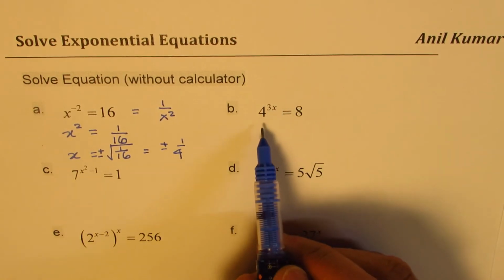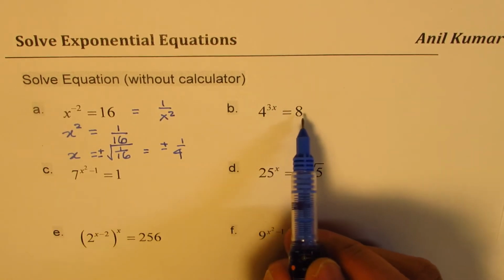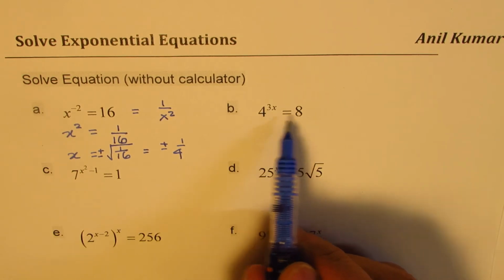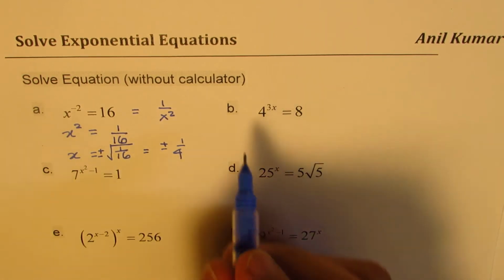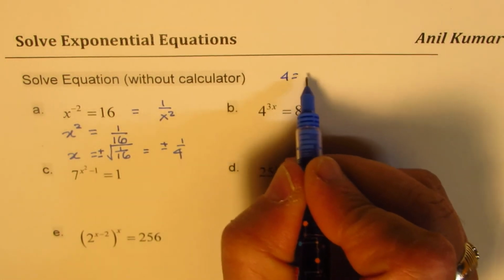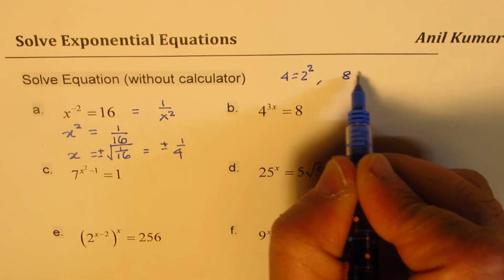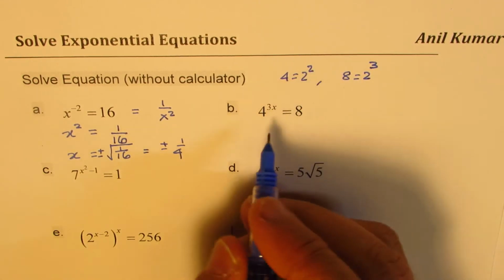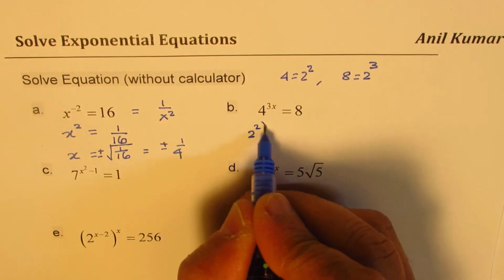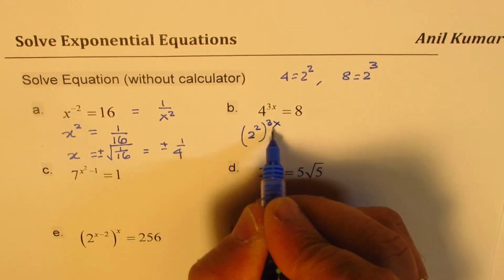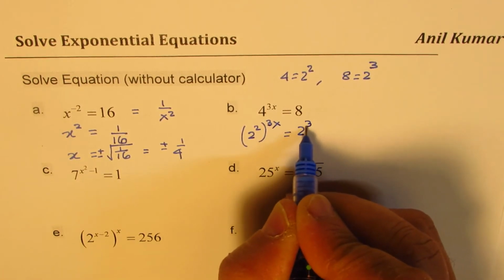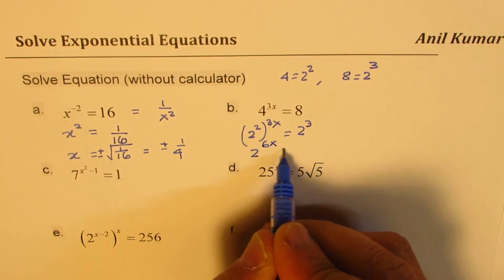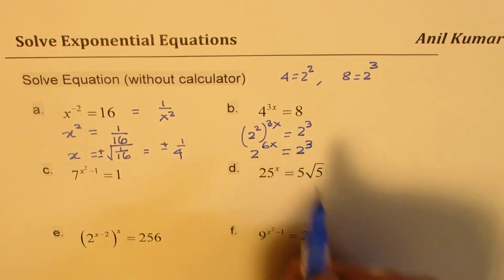The next question here is 4 to the power of 3x equals 8. Now to solve such a question, we should have the same base, then we can solve it. 4 can be written as 2 square and 8 can be written as 2 cube. So we'll replace 4 by 2 square. So we get 2 square to the power of 3x equals 2 cube, and that gives you 2 to the power of 6x equals 2 cube when you multiply the exponents.